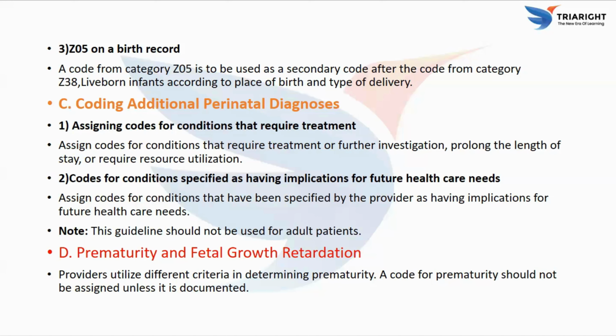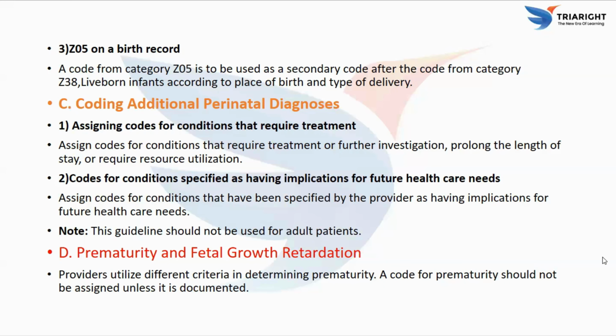You must code any condition that requires the treatment, which needs further investigation, which increases the baby's length of stay, and which uses the extra resources, for example, like NICU, oxygen monitoring. So if the baby needed any kind of medical attention, you have to code it. For example, like jaundice requiring phototherapy, hypoglycemia requiring glucose, breathing problems requiring oxygen, and infection needing antibiotics. So these conditions, they must be coded because the baby needed medical care.